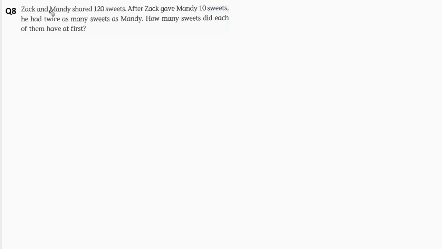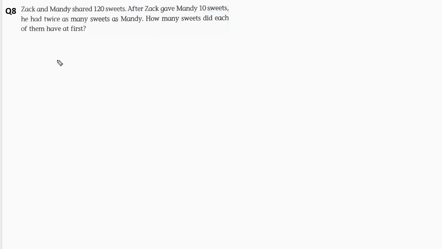Now, hopefully, we're already at question 8, so we've done a few of these questions already. And we start to notice what it is that we're going to draw, what's going to grab our attention. And it's this that grabs our attention. After Zack gave Mandy 10 sweets, he had twice as many sweets as Mandy. So that looks like what we're going to draw.